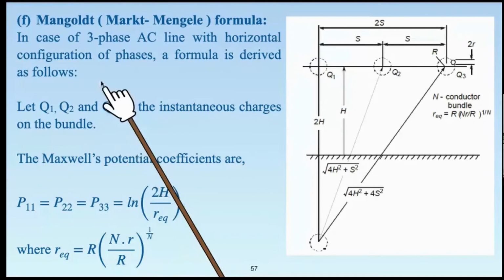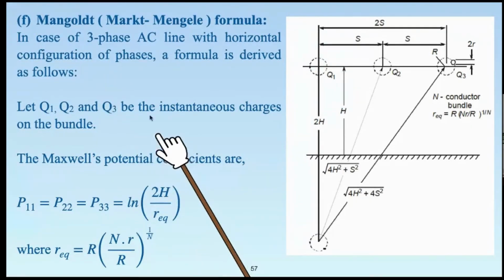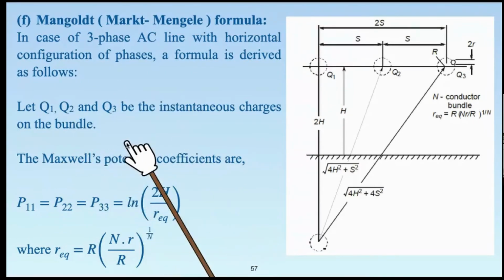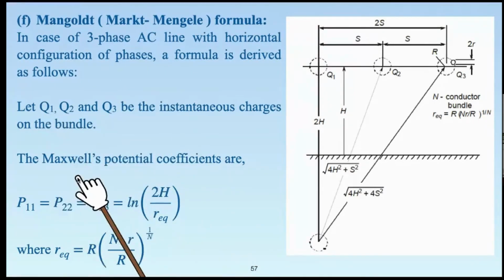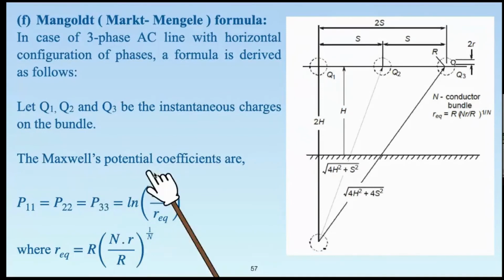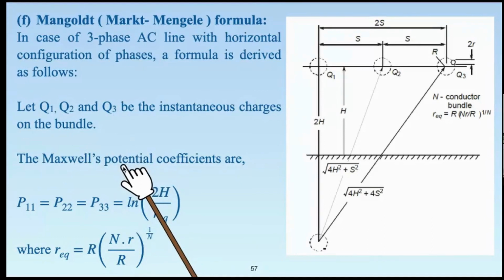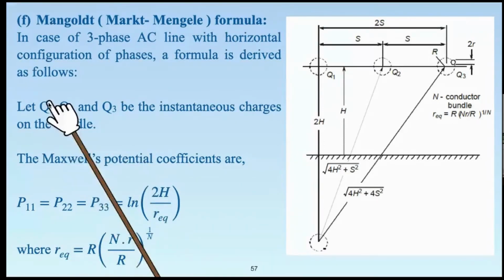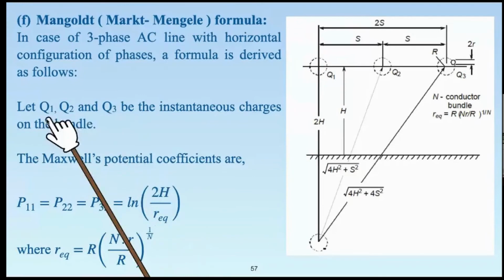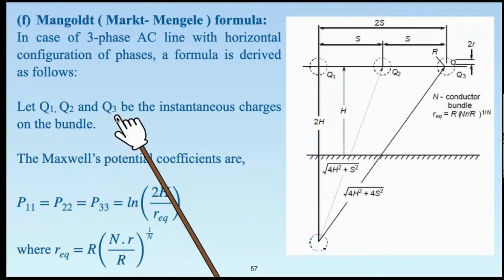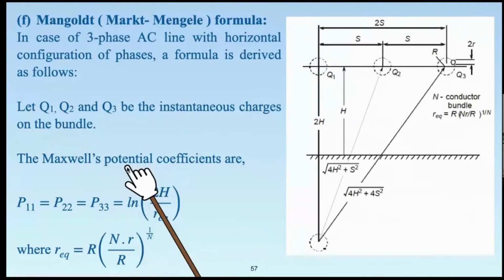So 3 by 3 means that there will be 3 diagonal elements and 6 off-diagonal elements, total 9. Those who are attending classes regularly will realize that Maxwell's potential coefficients are the ones which relate potential with charge, and they depend upon the dimensions. So for 3 charged conductors, the dimensions will be 3 by 3. That means the matrix will be 3 by 3 for Maxwell's potential coefficients.